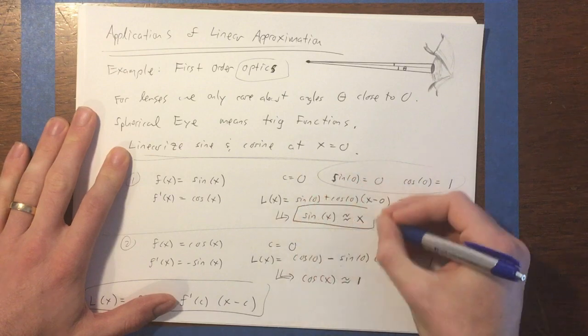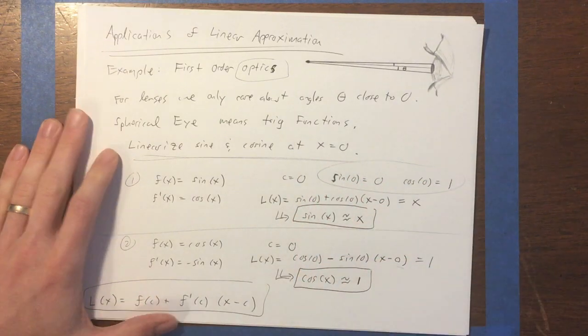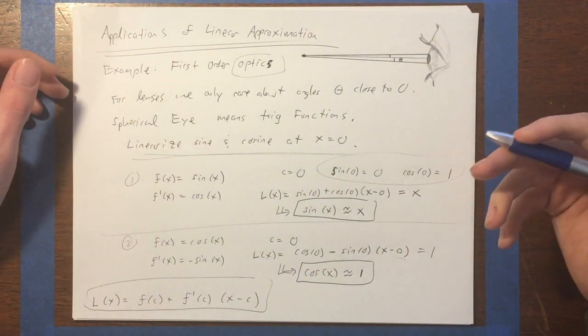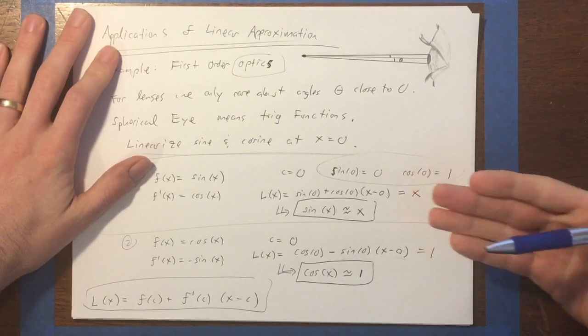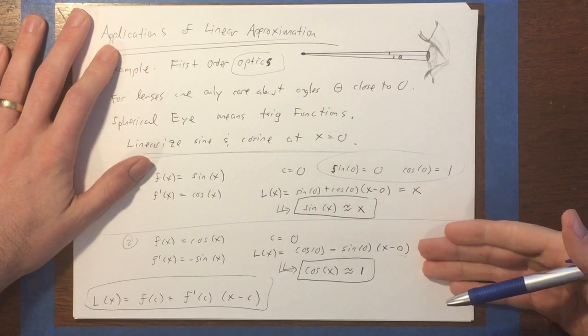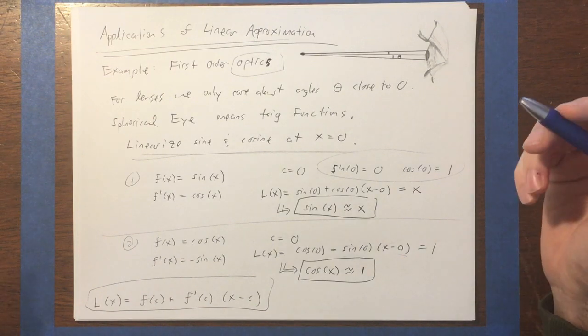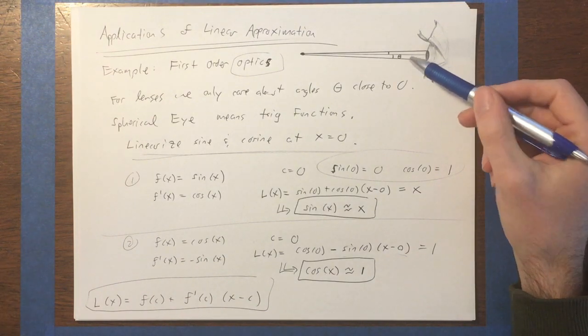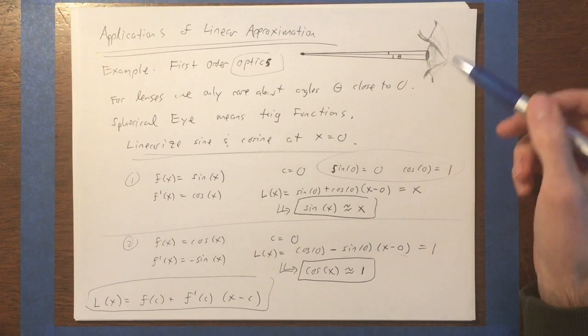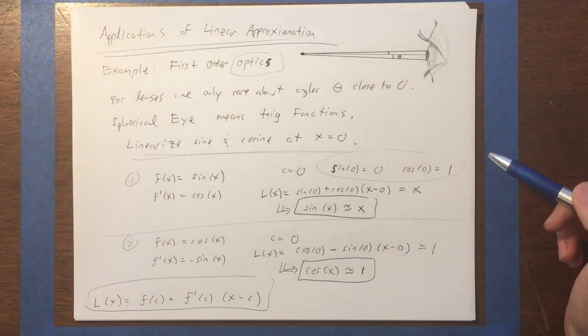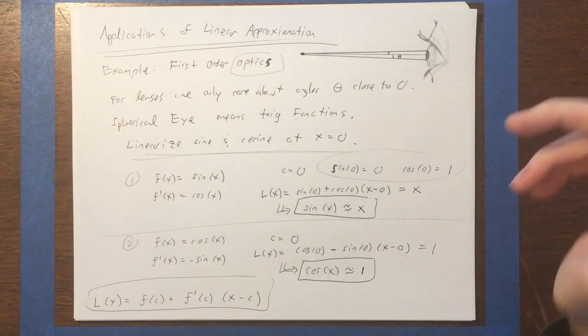And so what they do in optics is they take their equations that would normally involve sine and cosine, and they just replace sine of x with x and cosine of x with 1. And that's it. Then it simplifies all your equations, and you have much easier equations to work with, because you're taking advantage of the fact that these linear approximations are very accurate as long as your angle is close to 0, the point where you did the approximation. So that's called first order optics.